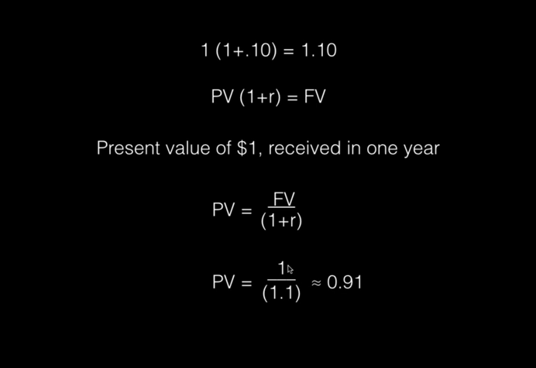So having $1 a year from now, assuming that I can earn the market interest rate of 10%, is equivalent to having about 91 cents today. Because if I had 91 cents and I earned 10% on it, I'd get approximately $1 at the end of the year. So just doing the time adjustment, those things are equal given that particular interest rate. We're just discounting this future value to get the equivalent present value.